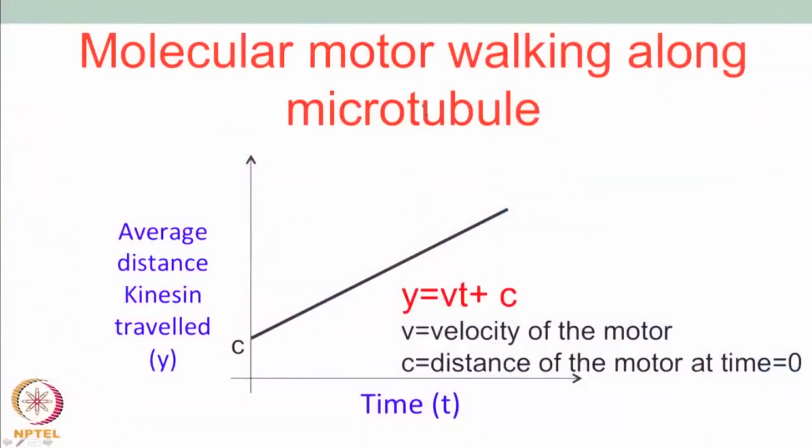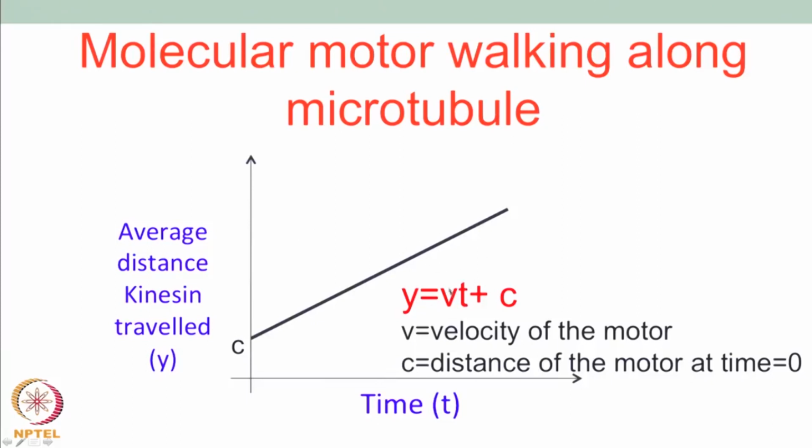So if you have a molecular motor walking along a microtubule, you can write a typical equation like y is equal to vt plus c, where v is like the slope m and t is like x. So it's like y is equal to mx plus c, where the x-axis is t and the y-axis is the distance the kinesin traveled, if you wish. In this equation, v is the velocity of the motor, and c is the distance at time t equal to 0. So this is the graph that is plotted here.